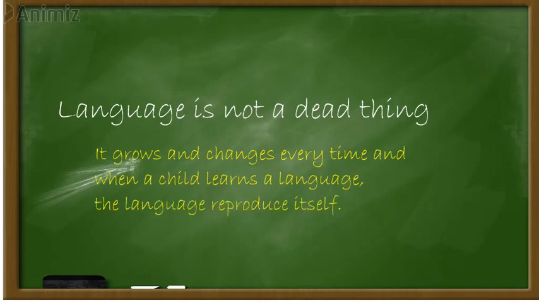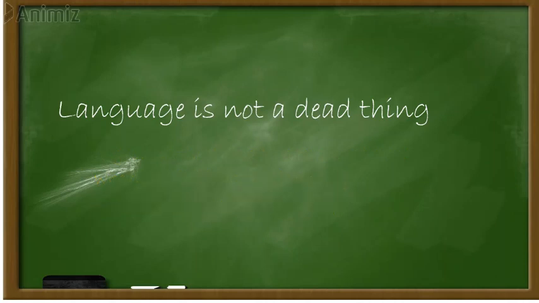When a child learns a language, the language reproduces itself. The English language has always evolved, and that's what it means to be a living language. Internet and social media are increasing the pace at which the language changes. Digital media has become so crucial to our communication that it has created a new type of language.